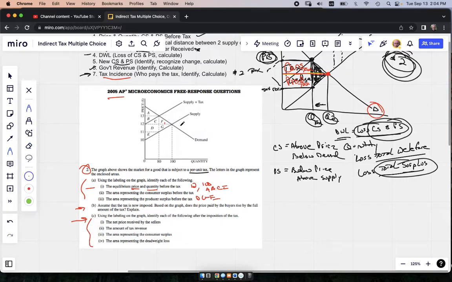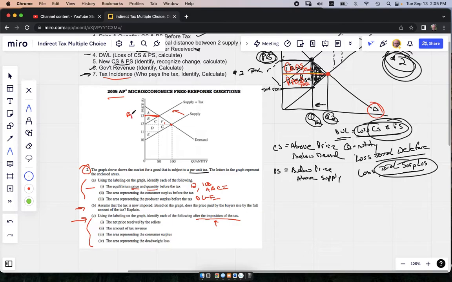Again, we should always recognize that this is the new price after the tax, right? Identify each of the following after the imposition of the tax. And people go, what's an imposition? It's just the idea that the tax has been applied to this good, so now the government's demanding their cash. It's going to jack the price up to $13. Originally, the price had been $12. Now it goes up to $13.